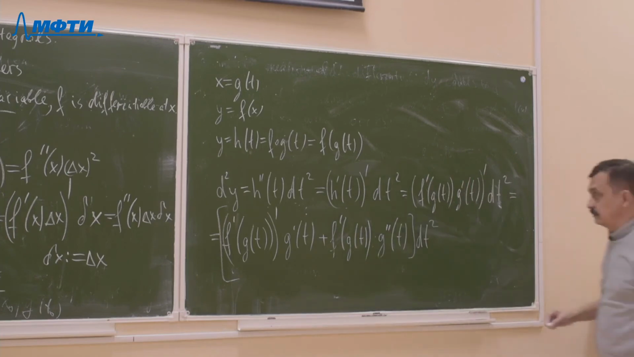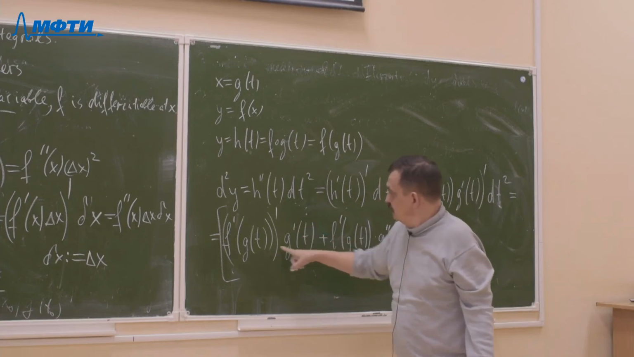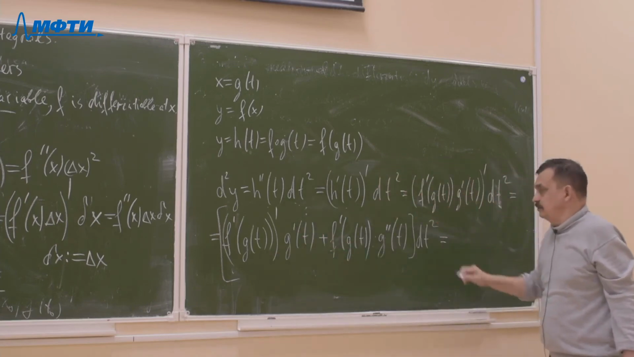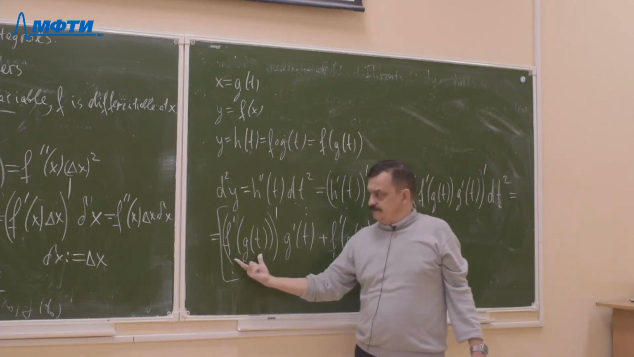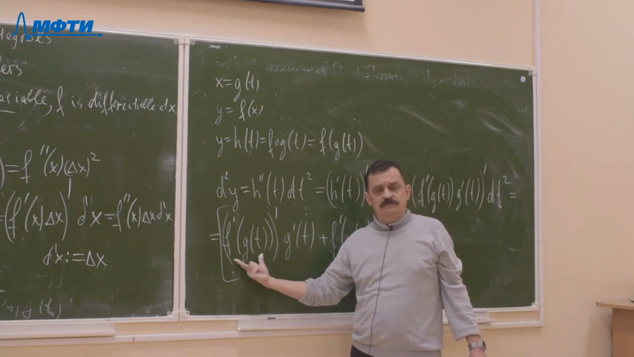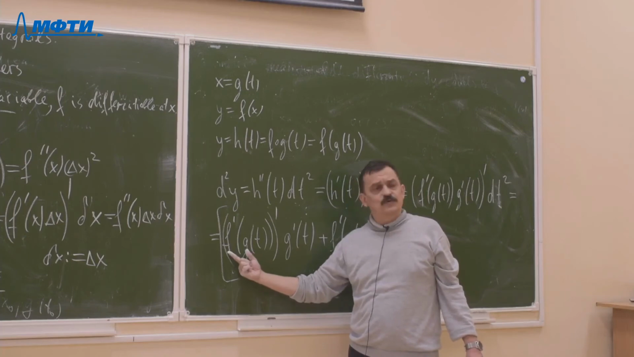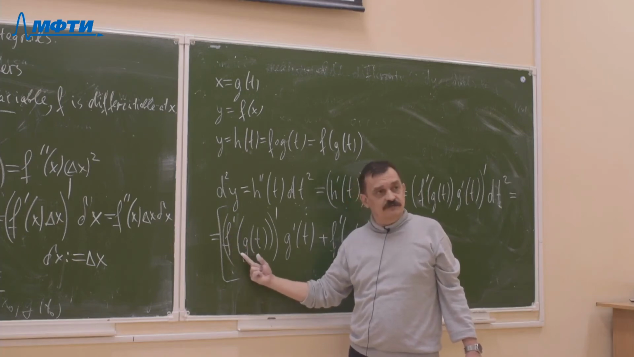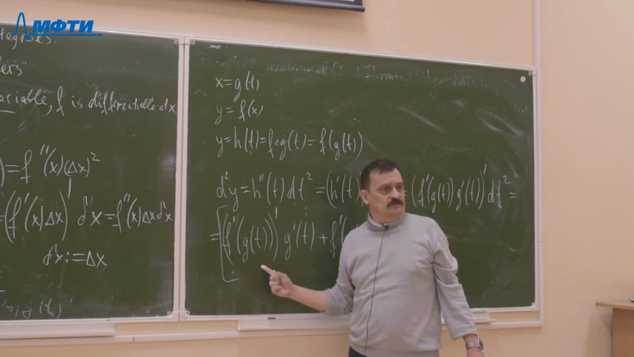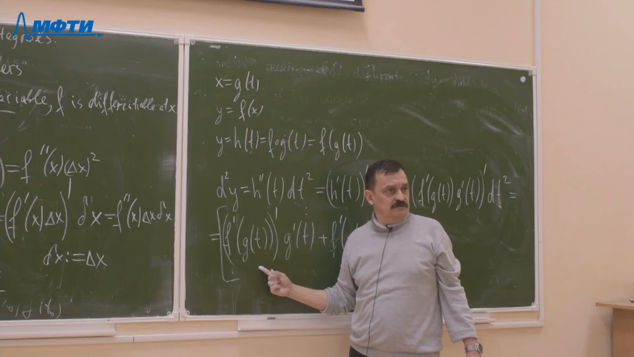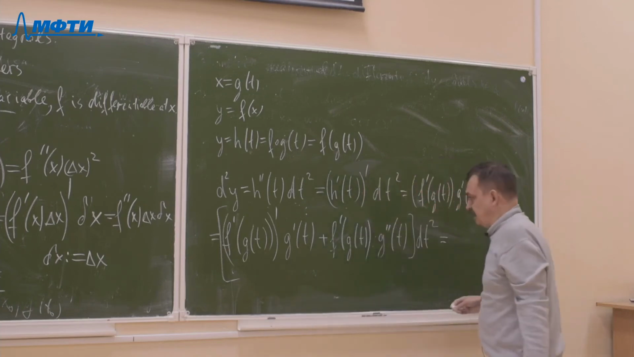And look what happens now. Look at this. That is once again a composition, f prime composed with g, right? So again we need to use the chain rule here, right? So what will we obtain?